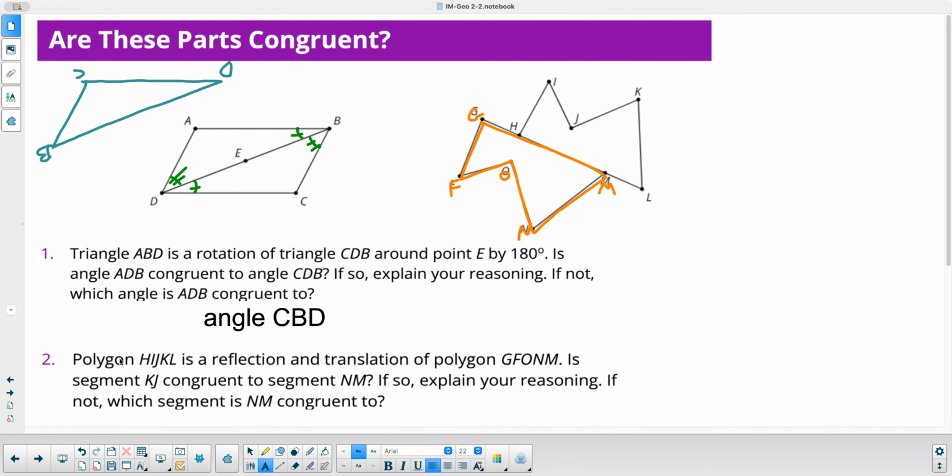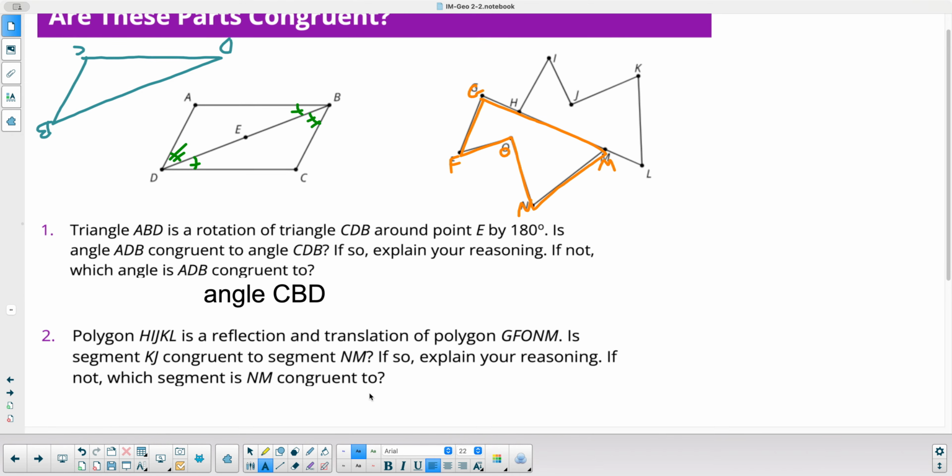All right, over here, polygon HIJKL is a reflection and translation of polygon GFONM. Is segment KJ congruent to NM? If so, explain your reasoning.